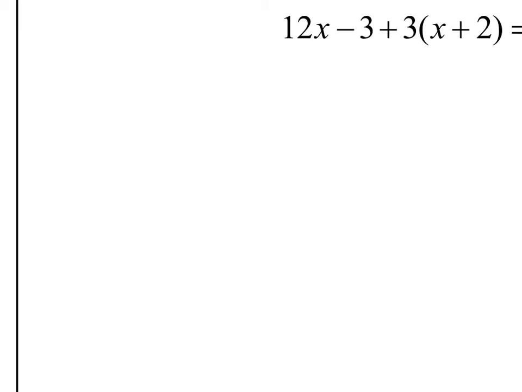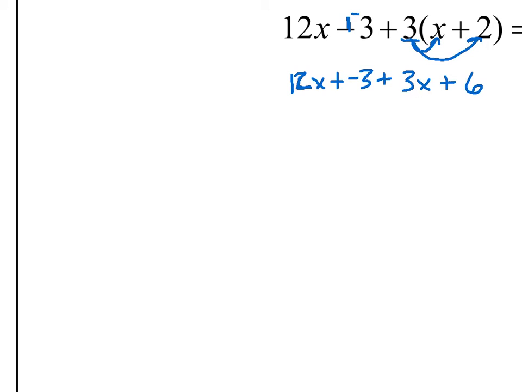Yeah, let's do the distribution, but even before that, let's go ahead and do our leave-change-switches, just so there's no mistakes there. So after I do this distribution, 12x is just going to come down. He's not part of the distribution. Negative 3, he's just going to come down. He's not part of the distribution. Here we have 3 times x, that's going to be 3x, plus 3 times 2 is 6.